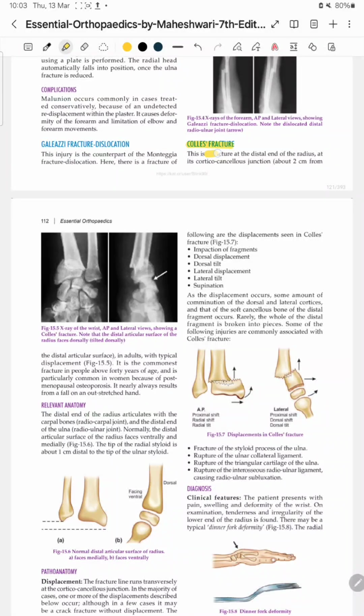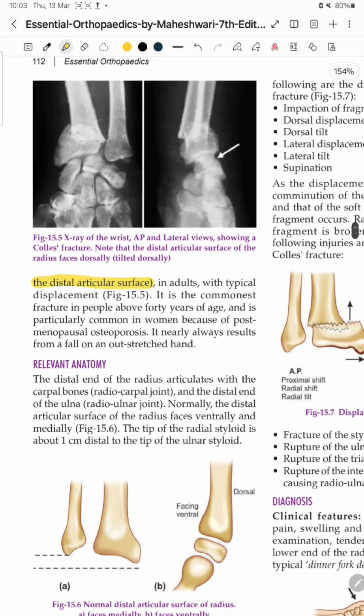Colles fracture. It is a fracture at the distal end of the radius at its corticocancellous junction about 2 cm from the distal articular surface. As you can see in the given image, 2 cm above the distal articular surface, a transverse fracture line will depict the Colles fracture.